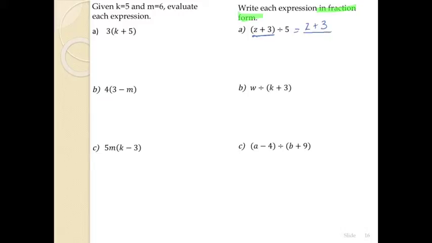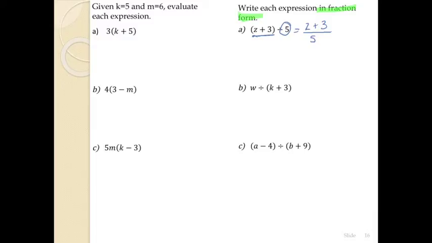Now we don't actually have to put any brackets in, because when there's an expression on the top or bottom of a fraction, the brackets are implied. That means that we just assume them to be there. Okay? The second component, the 5, goes in the denominator. So that's our answer here, because all we've been asked to do is to put the division in fraction form, giving us z plus 3 over 5.